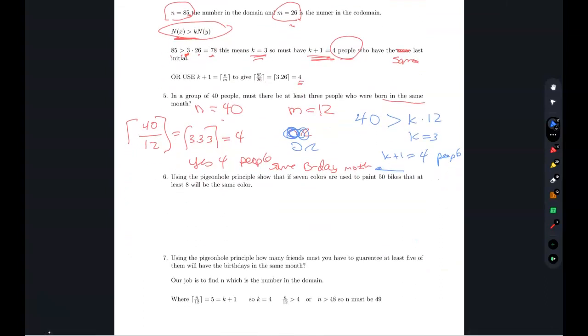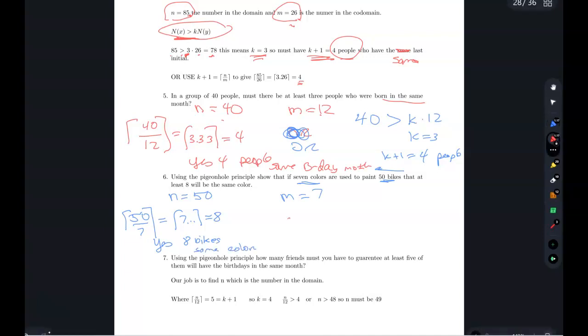Okay, use the pigeonhole principle to show that if 7 colors are used to paint 50 bikes, at least 8 of them will have the same color. So the domain would be the 50 bikes, and the codomain is the 7 different colors. So let's do the ceiling. If I take 50 over 7, I know that's 7 and a bit, and I know that the ceiling then will be 8. So yes, there will be 8 bikes the same color.